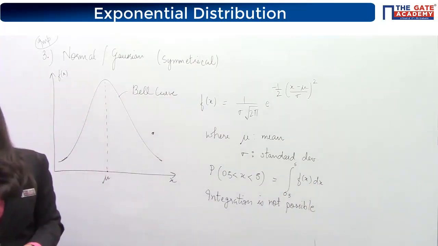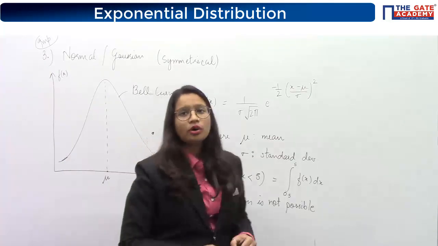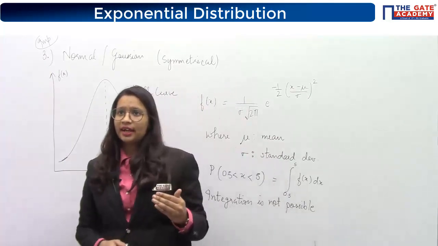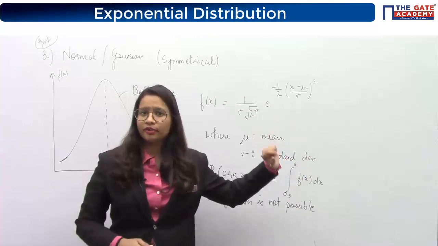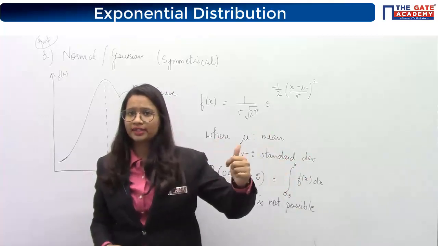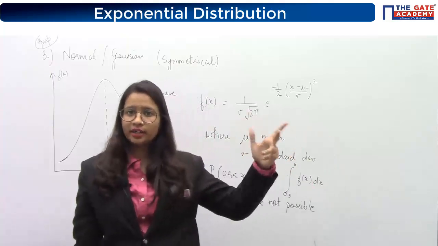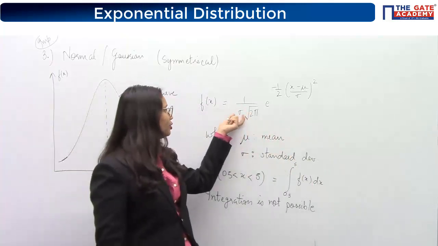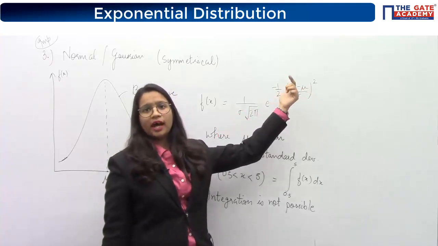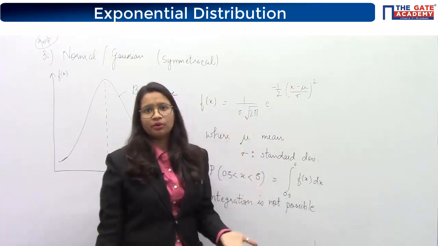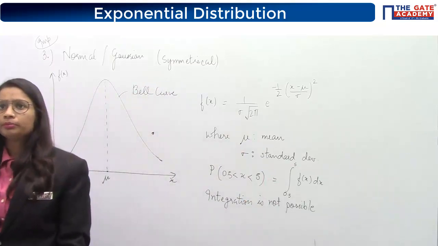Integration is not possible. If you substitute x square equal to t also, then with substitution, its differential should be present in your function. Differentiation of x square gives you 2x. Now 2x is not there in the function, so you can't integrate. And the other thing is that you need to first of all get the values of sigma and mu. If they are unknown, then you can't find your f(x), then you can't integrate. So that is one of the problems.